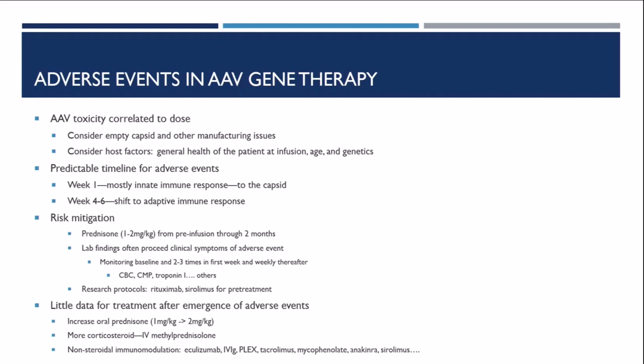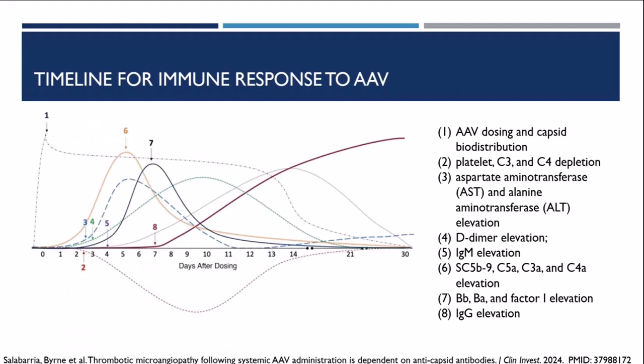And then once you have an adverse event or a serious adverse event, there's very little data to suggest how to manage those adverse events. So we just increase the oral prednisone, that's easy. We bring you in the hospital to give you IV methylprednisolone, and after that, it's anything goes. We've tried lots of different things at our center. I've listed a few here, but pretty much anything goes. This is a figure from Barry Byrne's lab at Florida in a paper they just recently published talking about thrombotic microangiopathy.